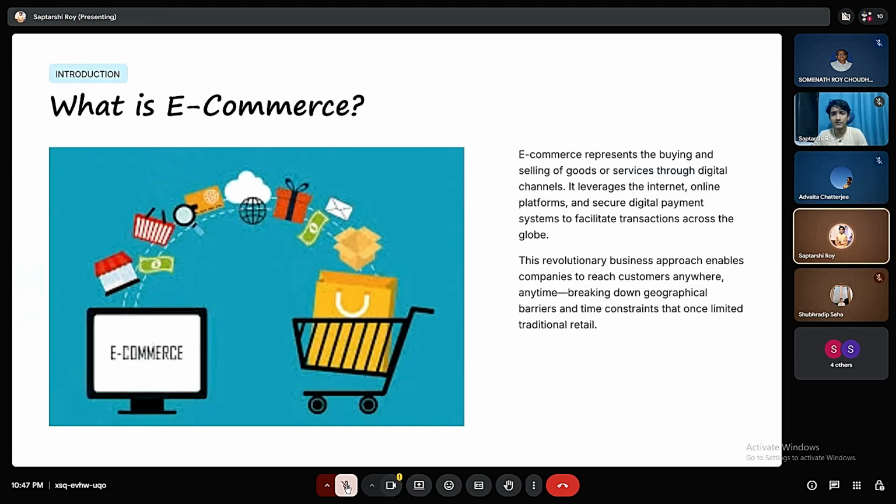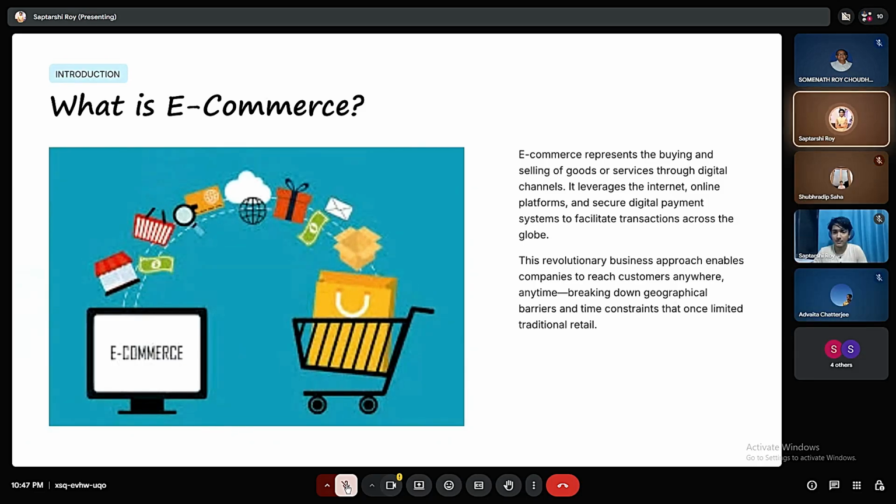Now, first, we must understand what is e-commerce. E-commerce represents the buying and selling of goods or services through digital channels. It leverages the internet, online platforms, and secure digital payments to facilitate transactions across the globe.